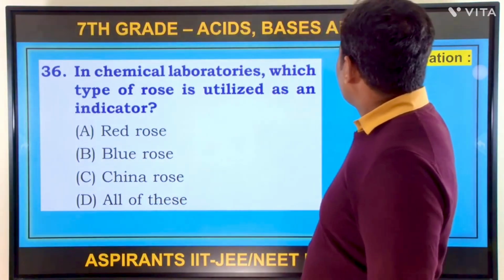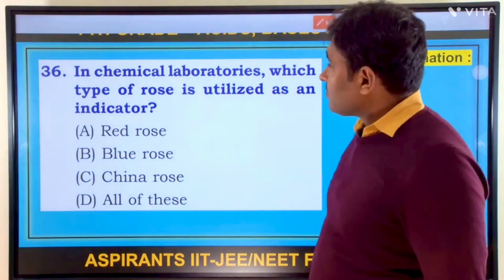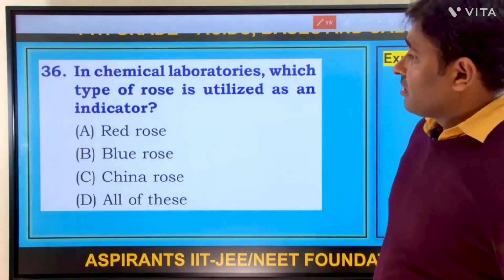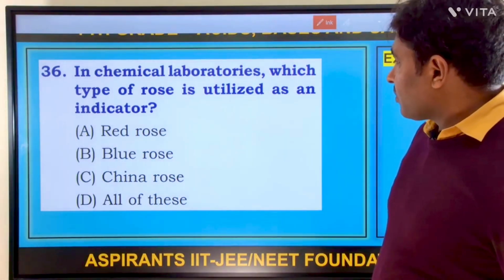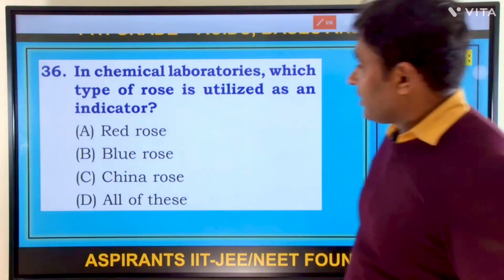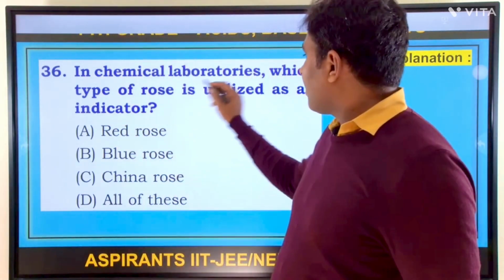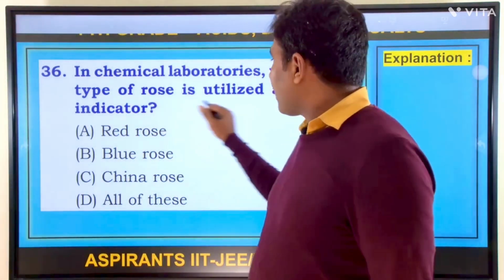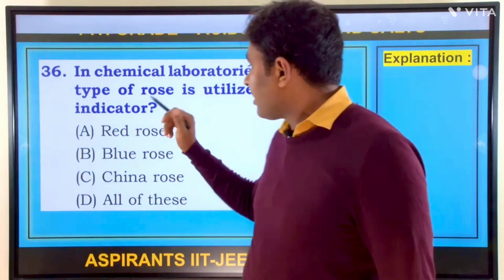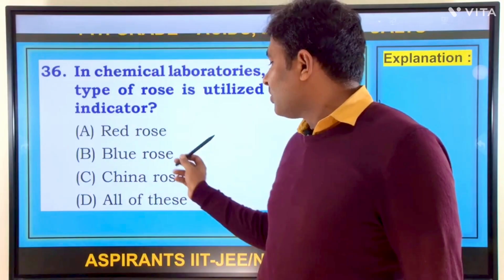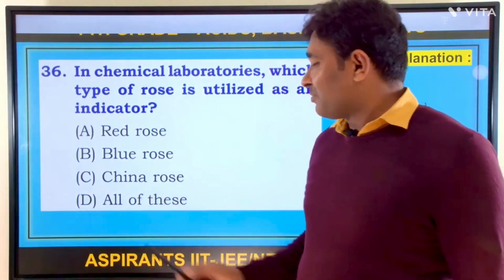Now, we go to the 36th question. In chemical laboratories, which type of rose is utilized as an indicator? Red rose, blue rose, China rose, all of this.